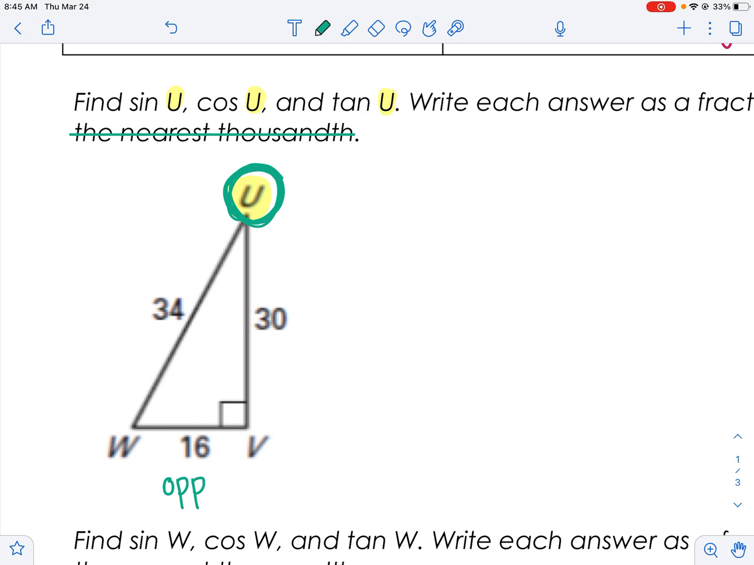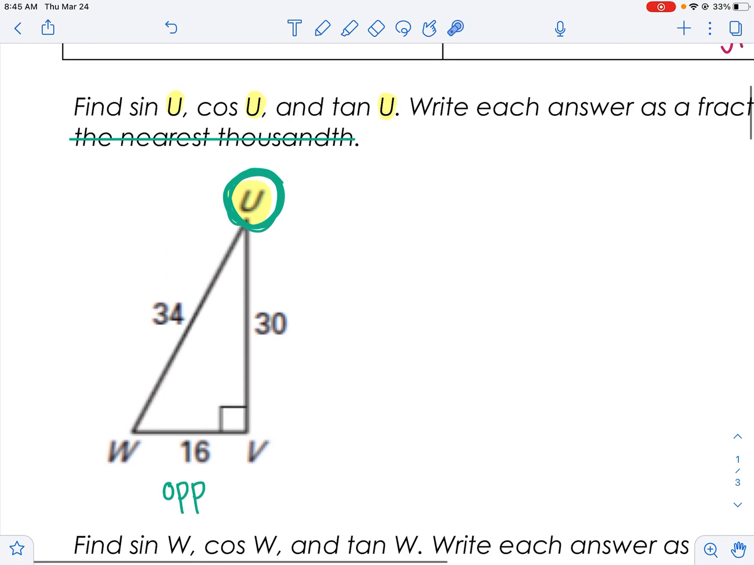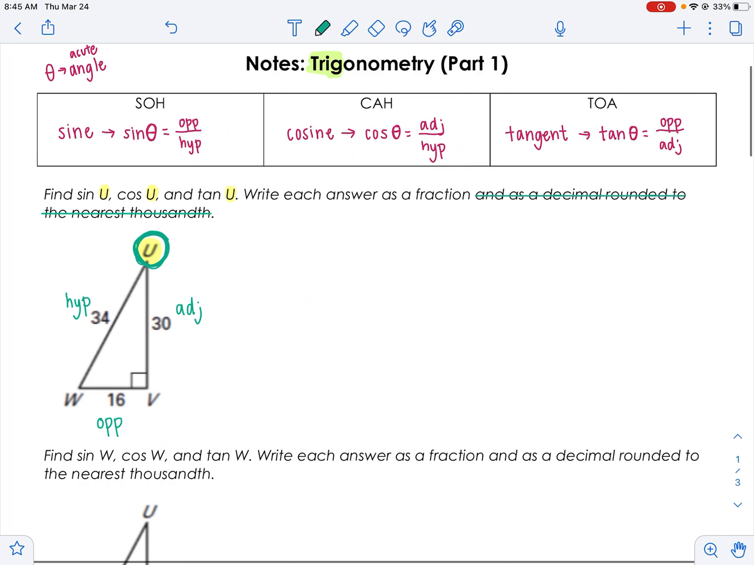Now I have two other sides to label, adjacent and the hypotenuse. Well, we know which one is the hypotenuse. The hypotenuse is always across from your box. So that would be 34, your longest side. That's your hypotenuse, which means that our last side has to be adjacent. And it really helps to go in that order of OHA. Find your opposite side, then your hypotenuse, and adjacent will be the last one.